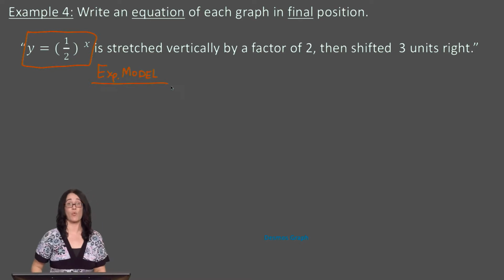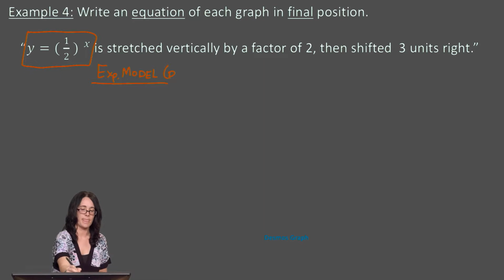Is it exponential growth or decay? That's right, it is decay. And that's because our base is between 0 and 1, right? Our base here is 1/2. So if it's exponential decay, originally our graph should look something like this, with 3 easily accessible points.